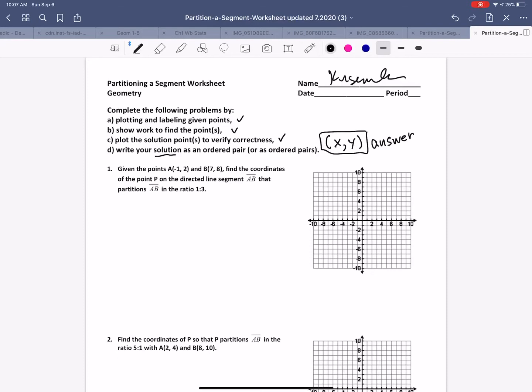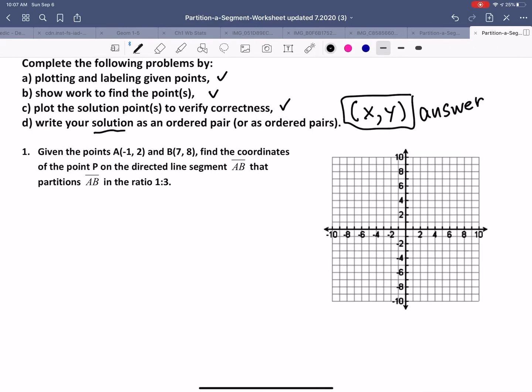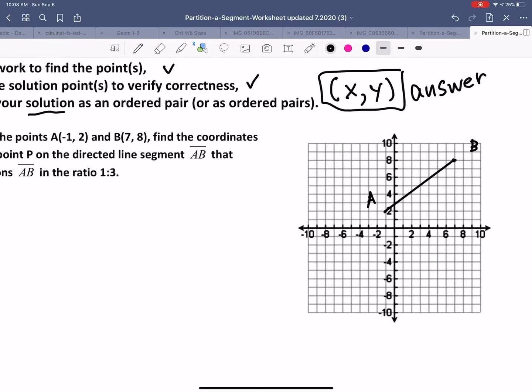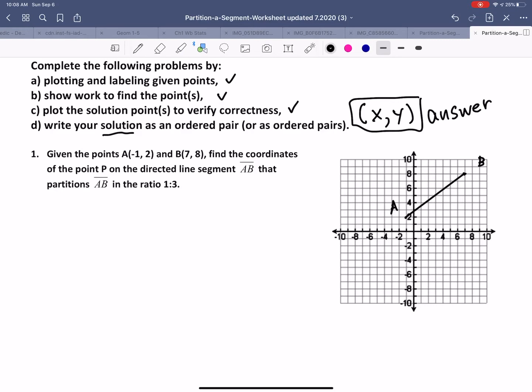All right, taking a look, it says given point A is (-1, 2). Okay, so (-1, 2) is point A. And point B is (7, 8). Okay, so that's point B. Now we're going to use this straightedge to make sure we get a straight line there. And it says partition the line in a ratio 1:3.